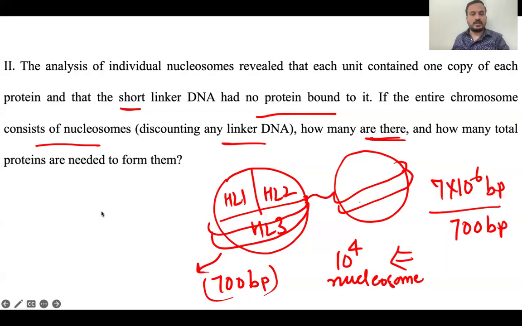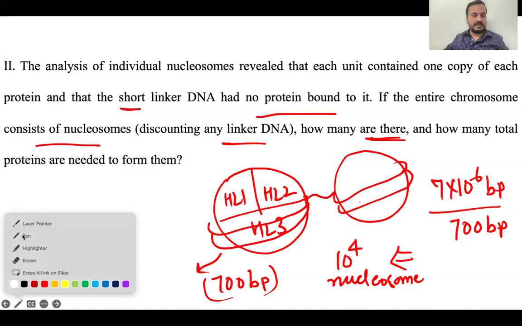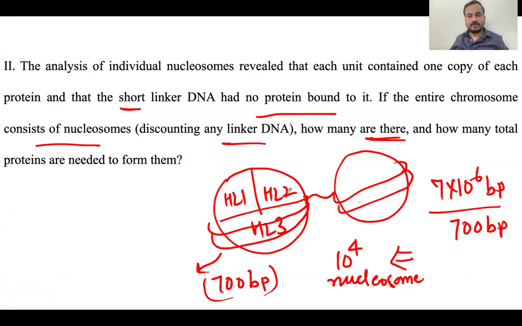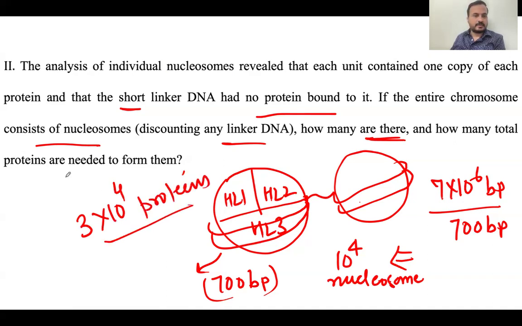We all know that a single nucleosome structure consists of 3 histone proteins, HL1, HL2, HL3. So 10 raised to the power 4 nucleosomes will consist of how many? Simple. 10 raised to the power 4 into 3, which is 3 into 10 raised to the power 4 proteins. I hope each and every question is clear to you.